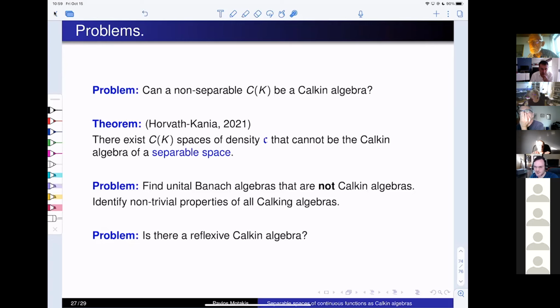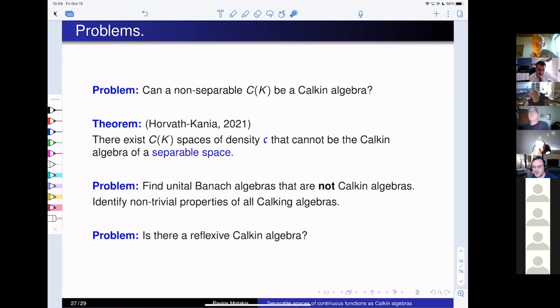But this requires some new idea. Using the current understanding of the Argyros–Haydon construction, you cannot go to the non-separable setting. Things one could try to do is define, for example, a non-separable Argyros–Haydon space. I don't know if they're here, but someone told me in the past that they knew how to do it. I don't know what happened with that.